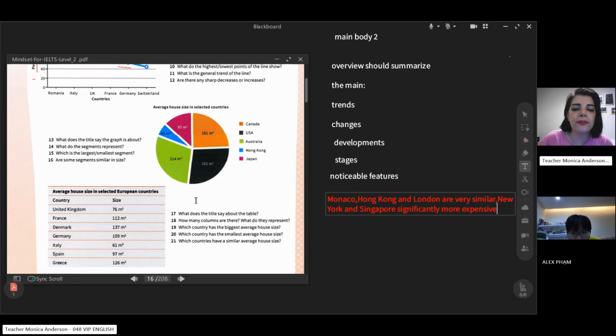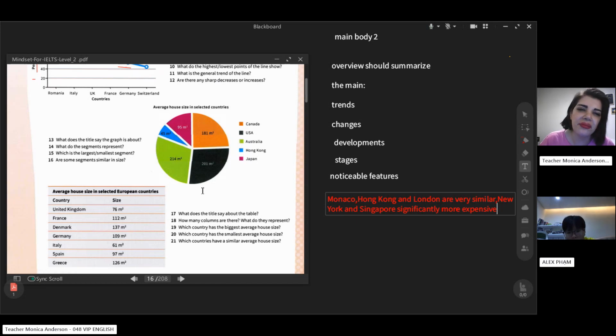These segments? Size? They're different countries. Look, different colors, different countries. So, different countries. Which is the largest or smallest segment? The largest is Australia. Yeah, smallest is Hong Kong. Okay, and are some segments similar in size?